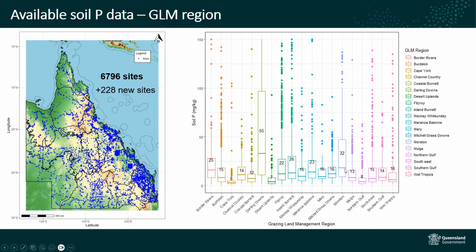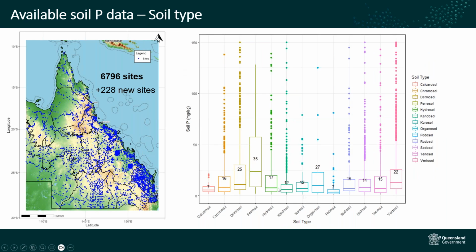Some of the other areas, like the Morden area, are getting a very high amount of variability. So we can expect a fair amount of variation in our predictions from place to place in that area. And then in terms of soil type, we commonly see that the ferrosols had the highest median phosphorus level, about 35 parts per million. And then the calcareosols and the podosols had the lowest median phosphorus levels. And the vertisols, as expected, had a very high range compared to a lot of the other soil types across Queensland.